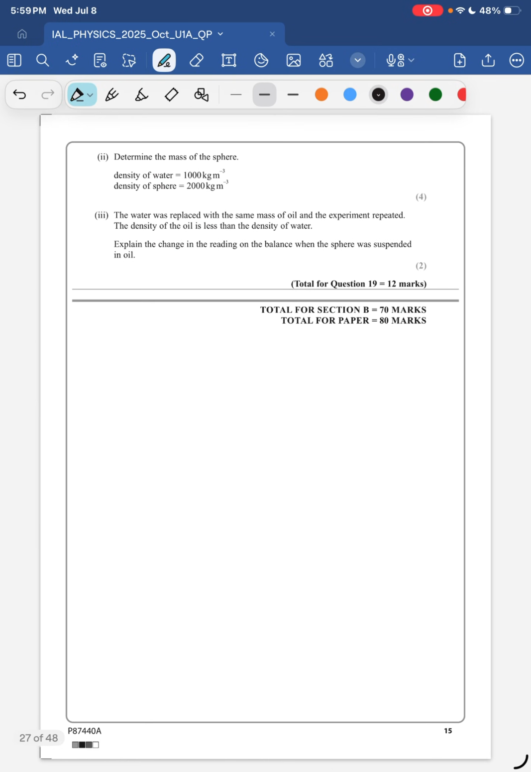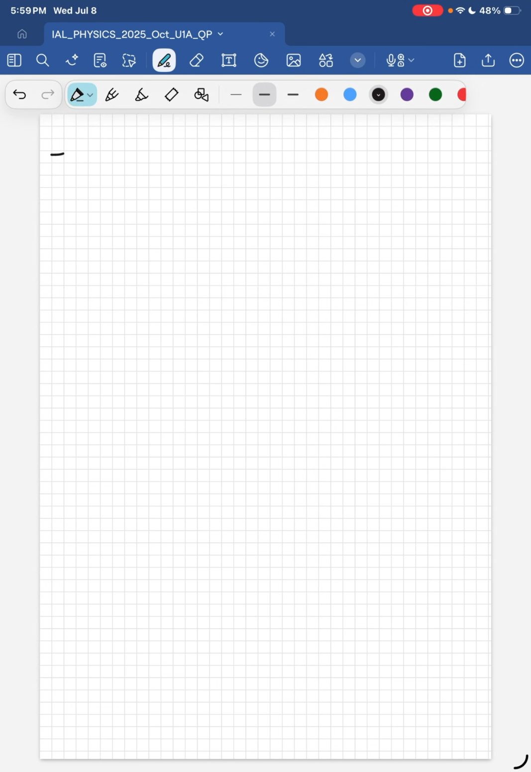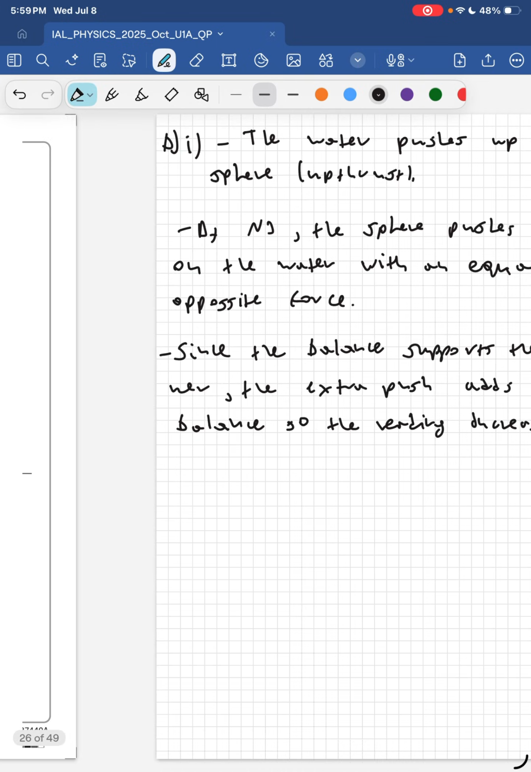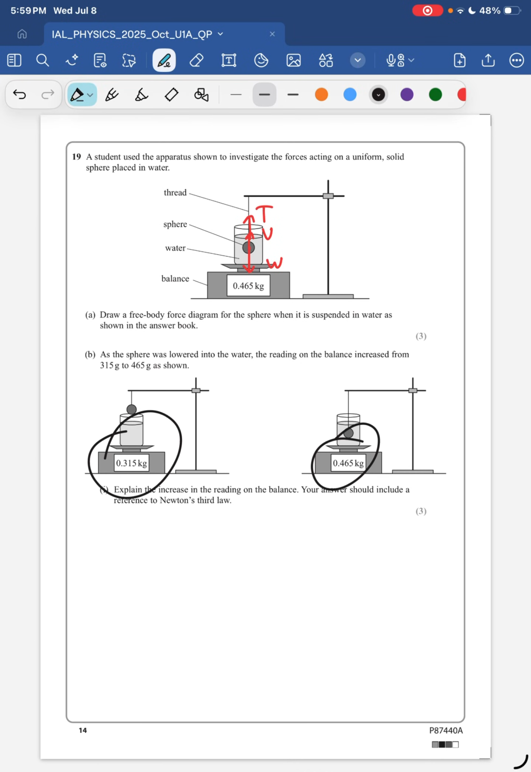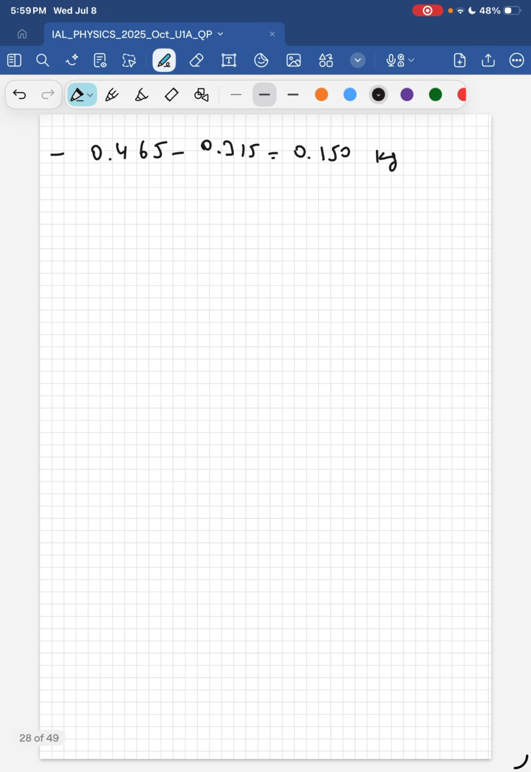Let's move on. Part 2, determine the mass of the sphere. So 0.465 minus 0.315 is equal to 0.150 kilograms. So that's the mass of the water displaced. I'm using these numbers here. So this is the mass of displaced water.